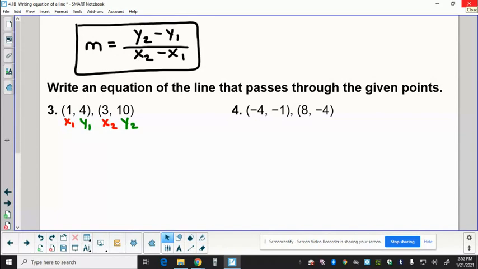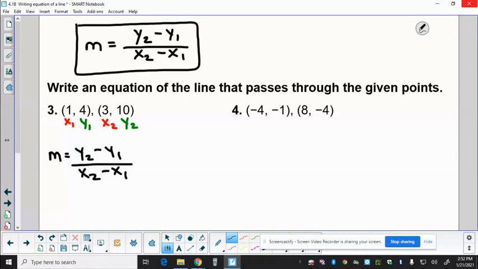Then what I do is I set up a little template like that, and I start putting information in here. So I need y2, here it is, minus y1, there it is. Now I need x2 and x1. Now, just need to figure this out. 10 minus 4 is 6, 3 minus 1 is 2, 6 divided by 2 is 3. I've got my slope. Now I can write my equation of my line.